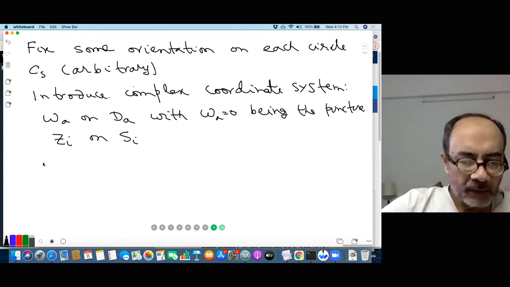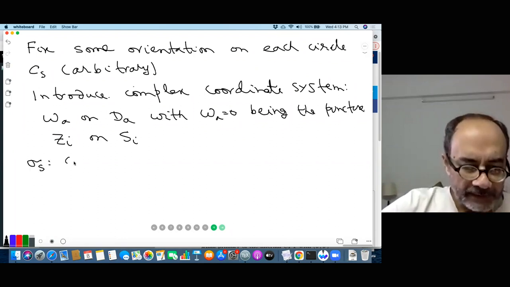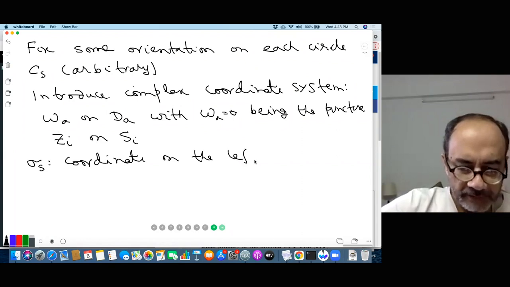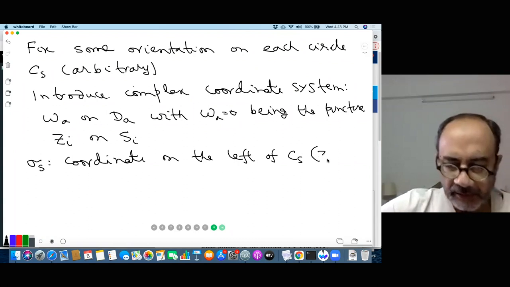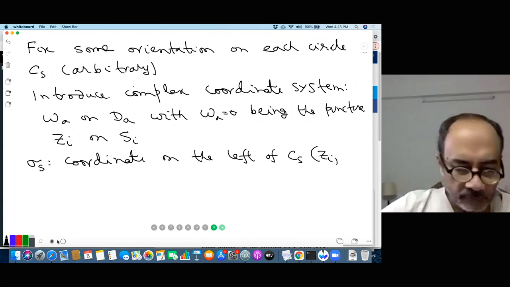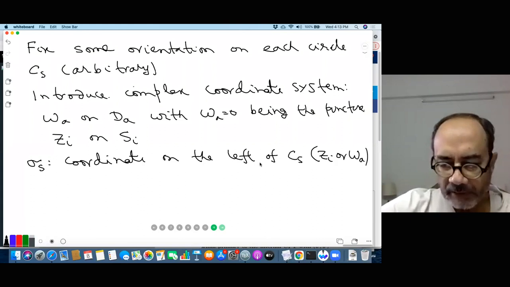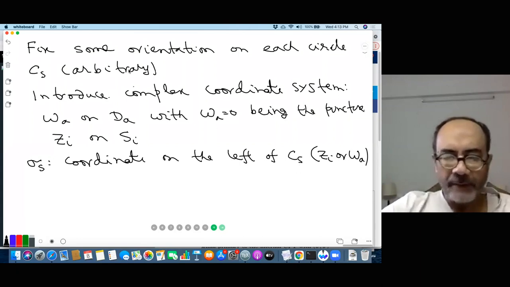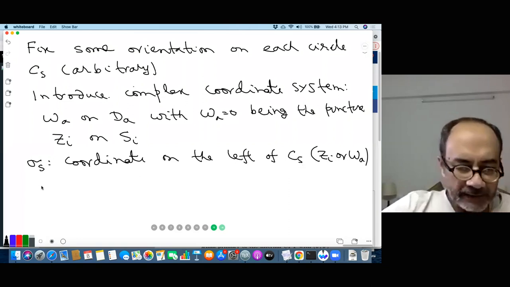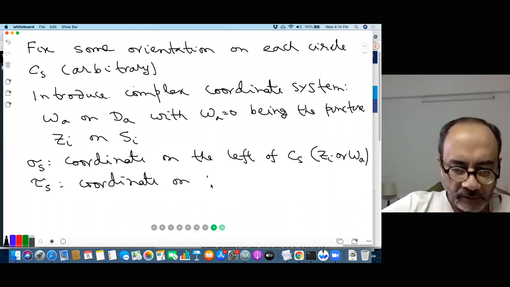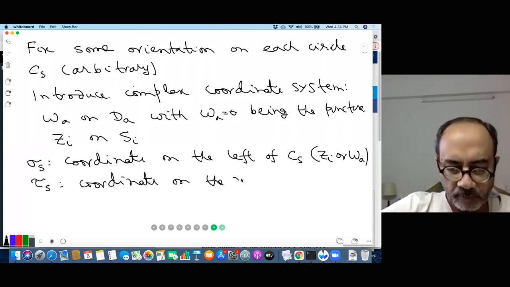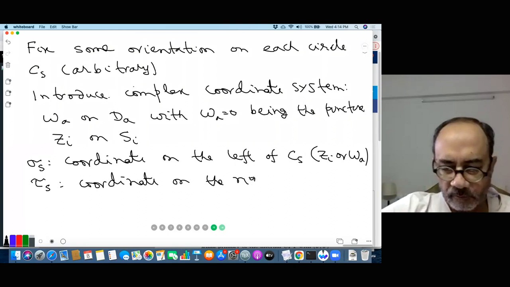Now, we go back to this. We call sigma s the coordinate on the left of C_s, so this could be either z_i or w_a, depending on what is there on the left of C_s. Left is well defined because I have already fixed some orientation on C_s. The final result doesn't depend on the orientation. And tau s would be the coordinate on the right of C_s, which again could be z_i or w_a.